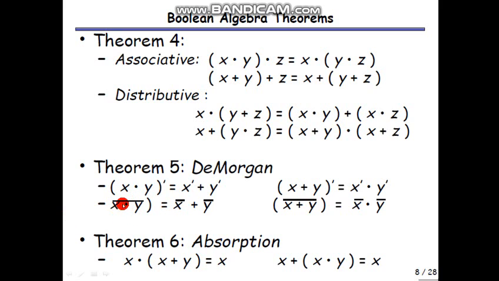Now here, between x and y, the AND operation is performed and the bar is on the complete term. If you separate this bar onto the individual terms, this AND operation will change to OR operation. So therefore it becomes x bar plus y bar. Similarly, for x plus y complete bar, between the two variables the OR operation is performed, and if you split this bar onto x and y, the OR will be converted to the AND operation. In this way, De Morgan's law plays out.